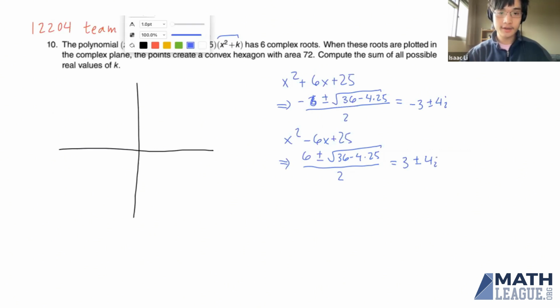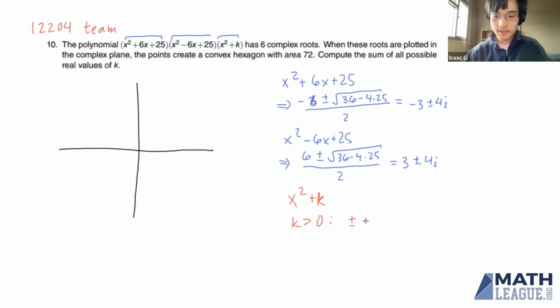And finally, we have x squared plus k. There are 2 cases. The roots could either be real or imaginary, depending on whether k is positive or negative. If k is greater than 0, then the roots are imaginary, plus or minus i root k. And if k is less than 0, then the roots are real, and the solutions would be plus or minus root negative k.